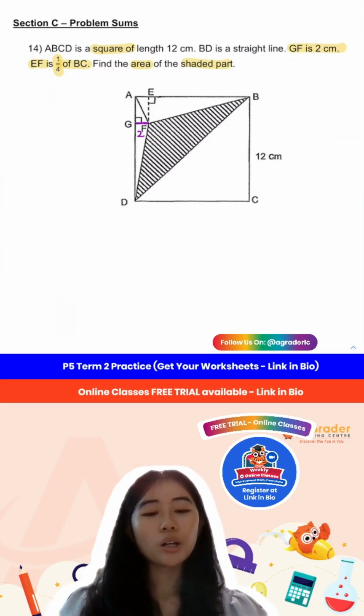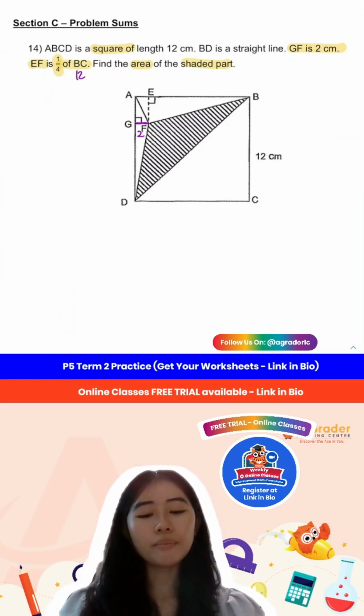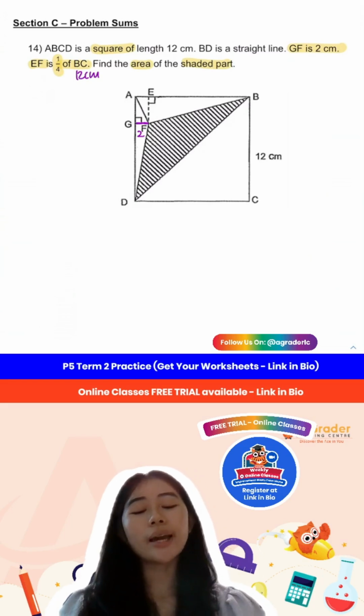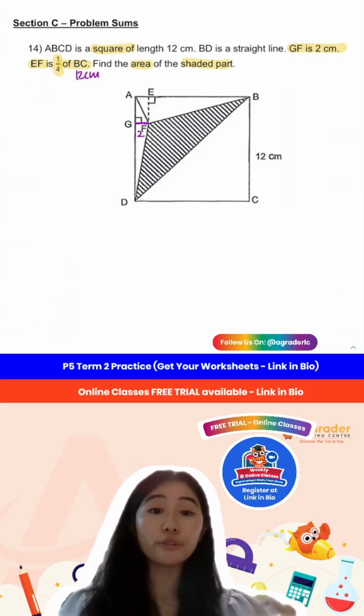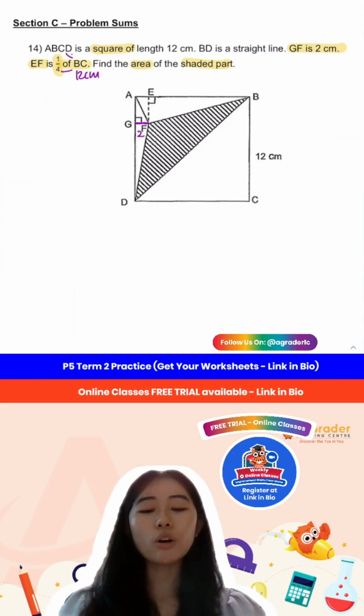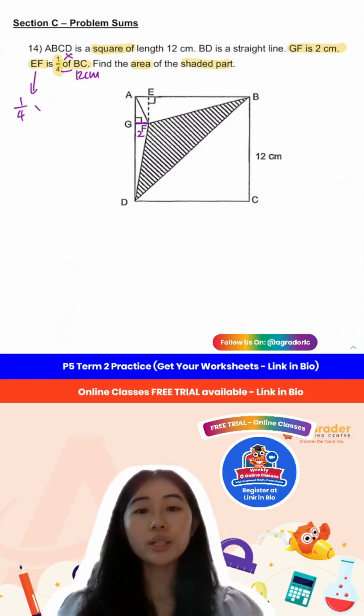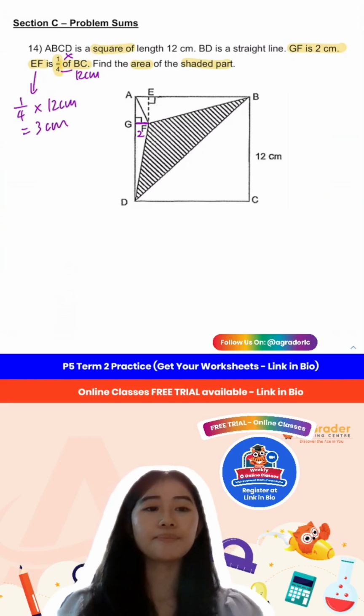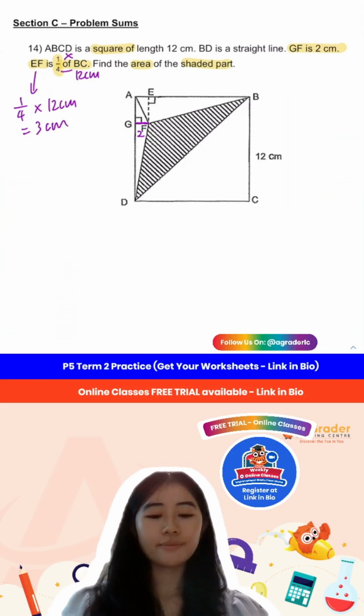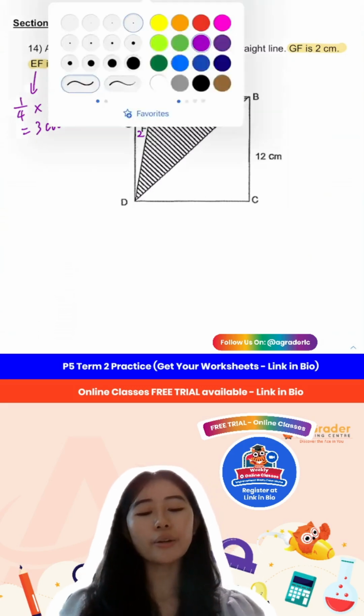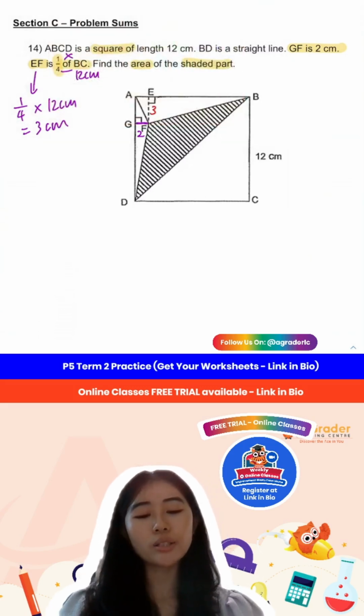So BC is 12 cm. If you want to find EF, EF is 1/4 of 12 cm. The keyword "of" means times. So EF is 1/4 times 12 cm, which is 3 cm. Okay, so you can label in the diagram, EF is 3 cm.